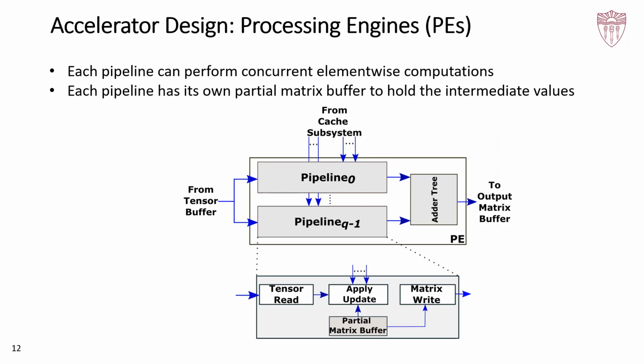When it comes to the processing engine, each processing engine has multiple pipelines. Each pipeline can perform element-wise computations. And each pipeline has a partial matrix buffer where it keeps partial values and does accumulation within the pipeline. So it avoids the data explosion itself.